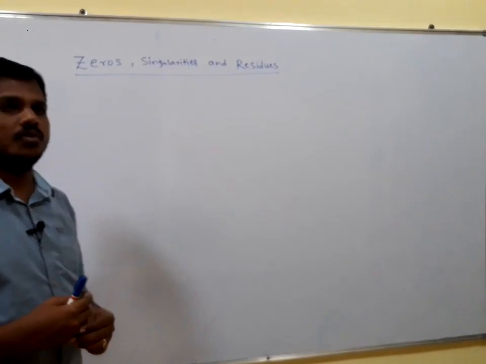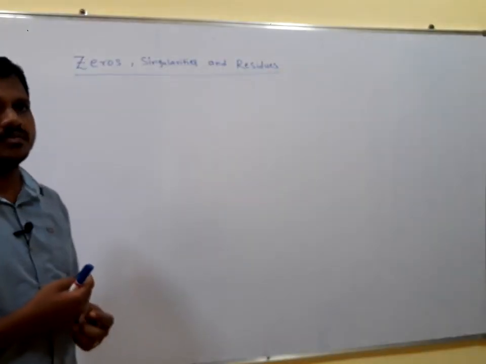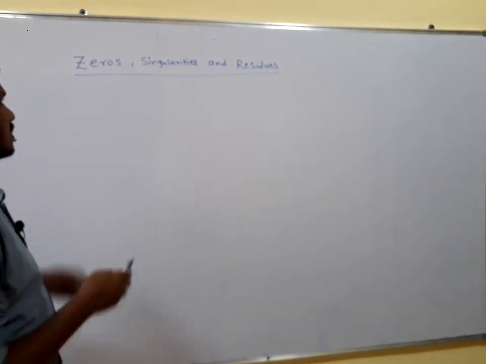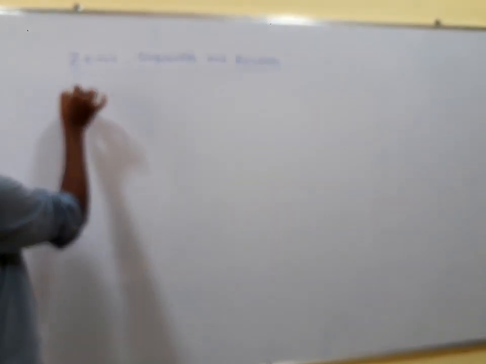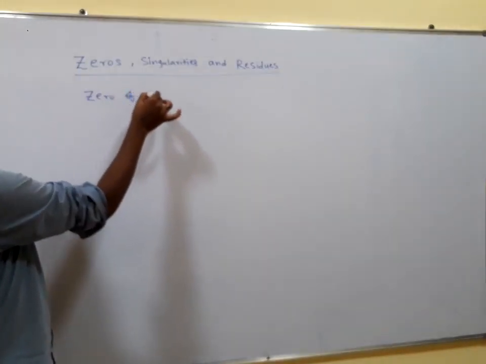Today's class is very important. We defined zeros, singularities and residues of a complex valued function. Now first, the definition of the zero of a complex valued function. Zero of a complex function.